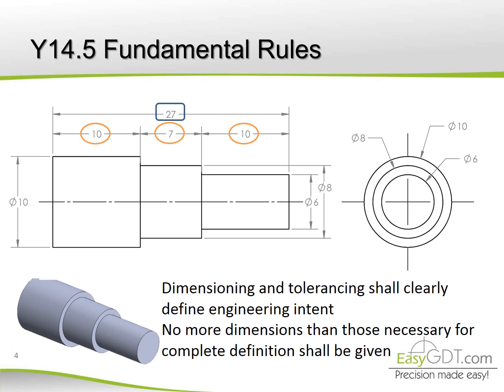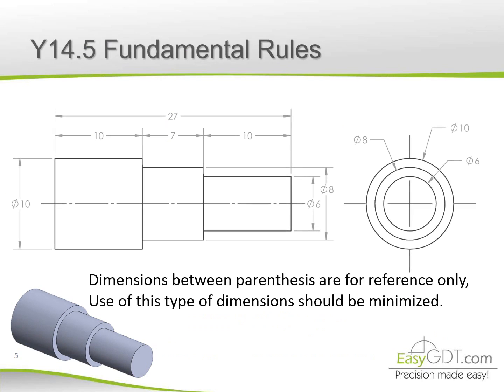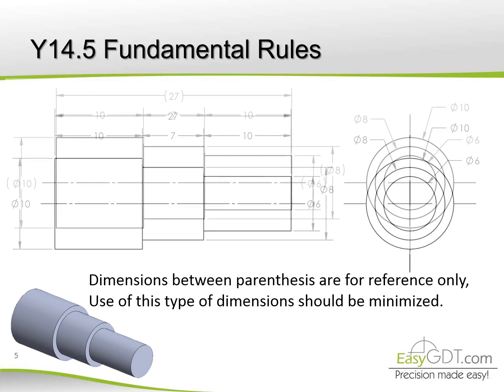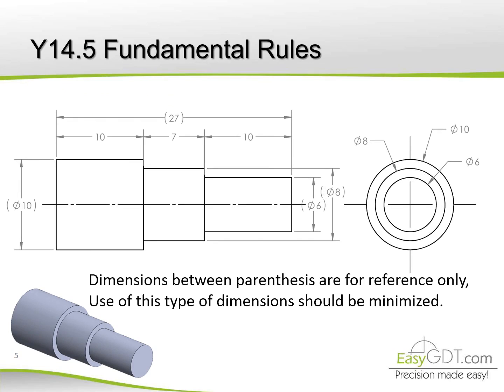Also, notice that some dimensions such as 8 and 10 are in both views, causing confusion. That's why only the necessary dimensions should be placed. We see here the same part drawing, but now to avoid overdimensioning, we've set the repeated dimensions as reference by placing a parenthesis on them. Even though putting too many dimensions causes confusion, and sometimes reference dimensions are taken as official. Therefore, the use of reference dimensions should be minimized.